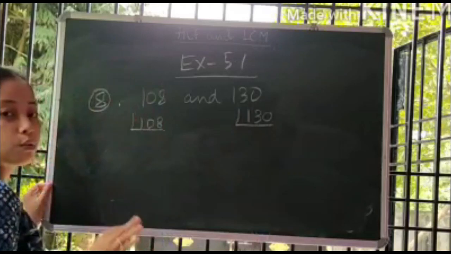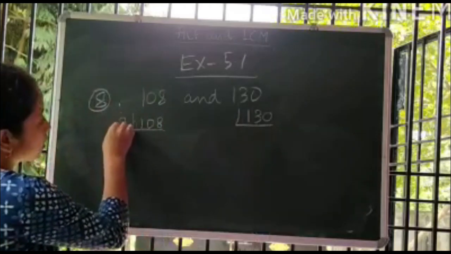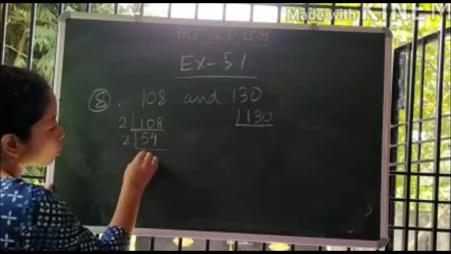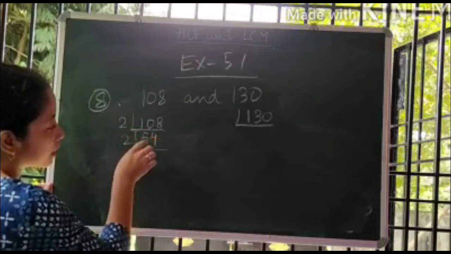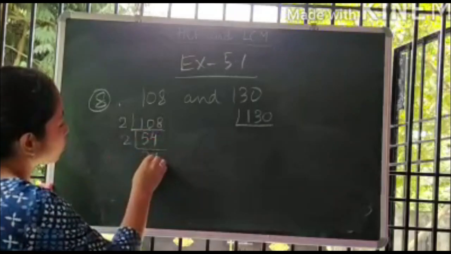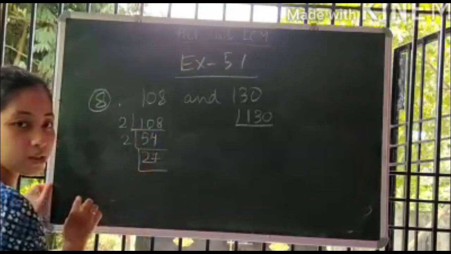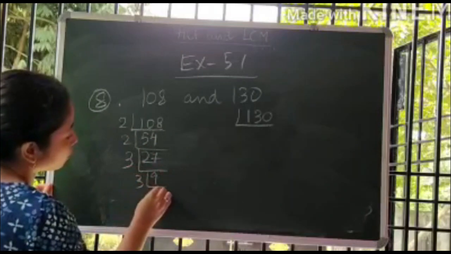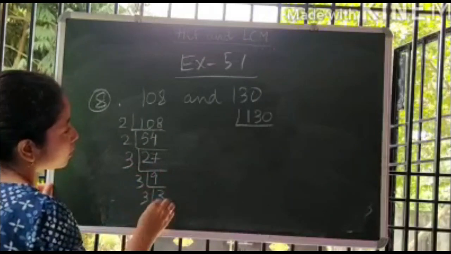We know we have to always start with a small number. Let us start with 2. 2 5s are 10, then 2 4s are 8. 2 2s are 4, 1 carry, it became 14, so 2 7s are 14. In the house of 2, 27 is not there, so 3 9s are 27. Then again 3 3s are 9, 3 1s are 3.